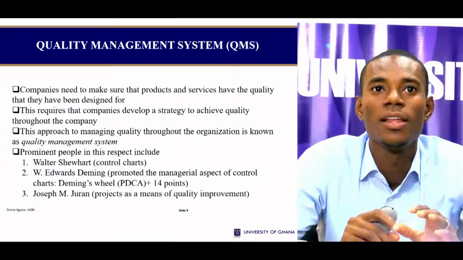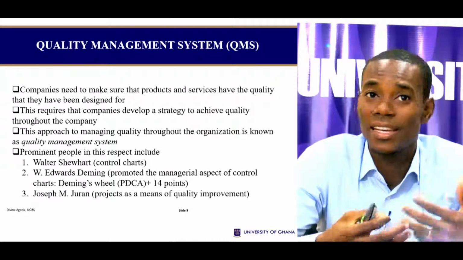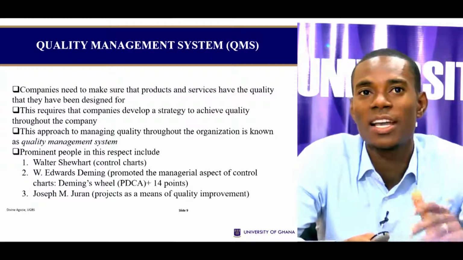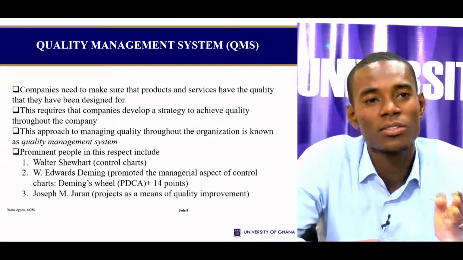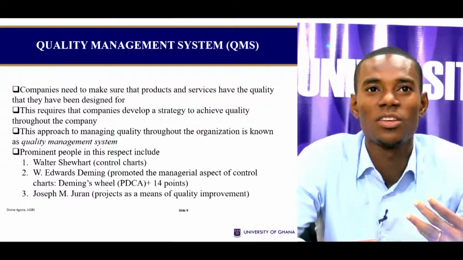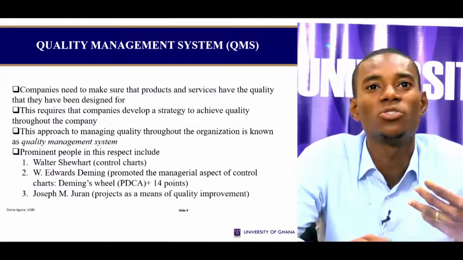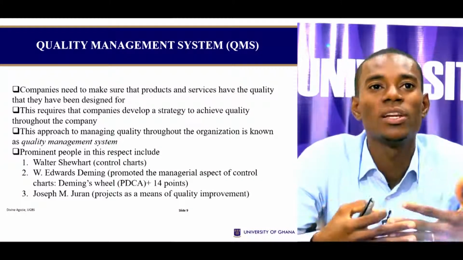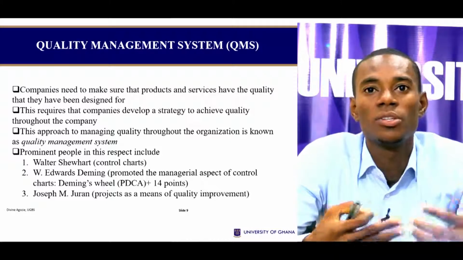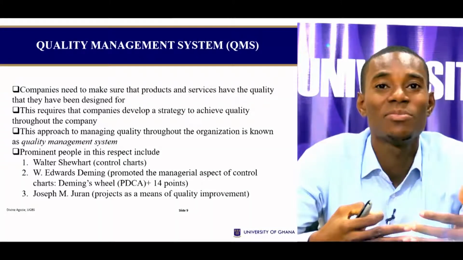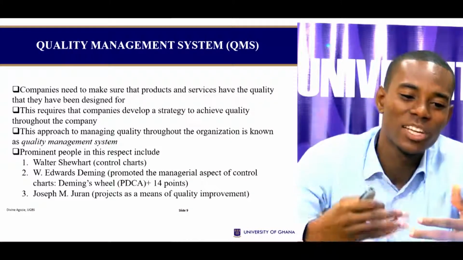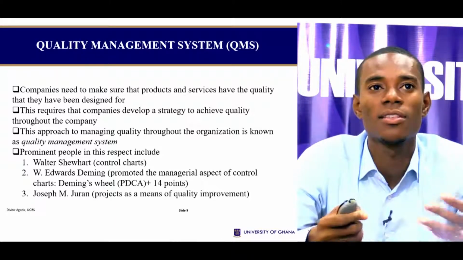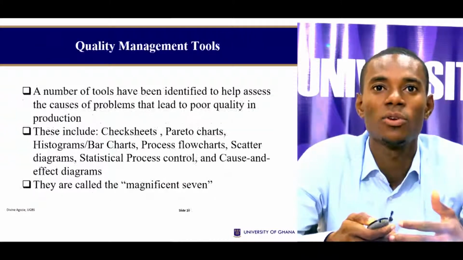Now, we have people who have come out with techniques, tools and approaches to ensuring this. We have Walter Shewhart, who came out with the control charts and how we apply control charts to the letter to ensure that our production is always within the production specifications. Edward Deming came out with the plan, do, check, and act, what we call the PDCA cycle, and also his 14 points for ensuring quality. Joseph Juran also came out with the project as a means of quality improvement, ensuring that whatever production is being undertaken is considered as a project and is treated uniquely in every instance that production is being undertaken. We'll consider these in depth in subsequent lessons.